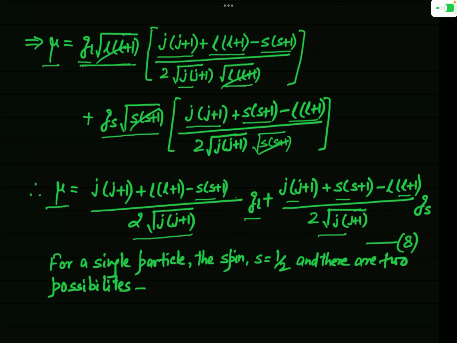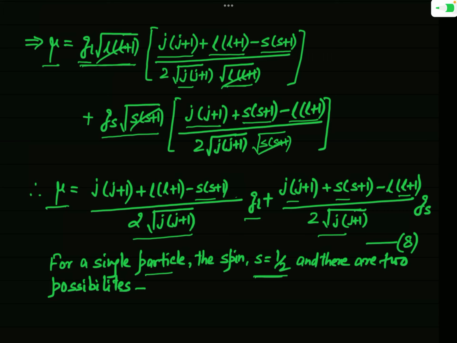Okay, so although the nucleus has a large number of nucleons, we are considering this magnetic moment only due to one nucleon. So we can say that this is just a single particle model. And for a single particle, the spin s will be equal to 1/2. That may be either a proton or a neutron.